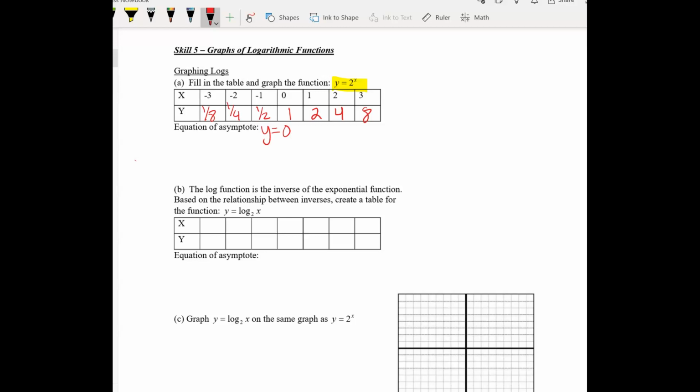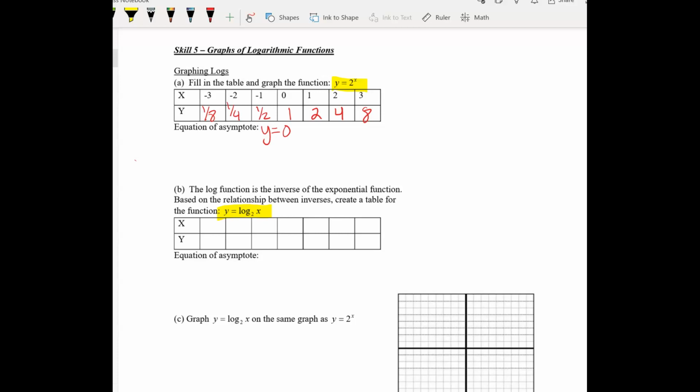And then when you look at part B, it says the log function is the inverse of the exponential function. Based on the relationships between inverses, can we create a table for log base 2 of x? Notice that both of these equations have a base of 2. These are inverse equations. If you know what the exponential table looks like, and you know the properties of inverses, can we then write this log table?